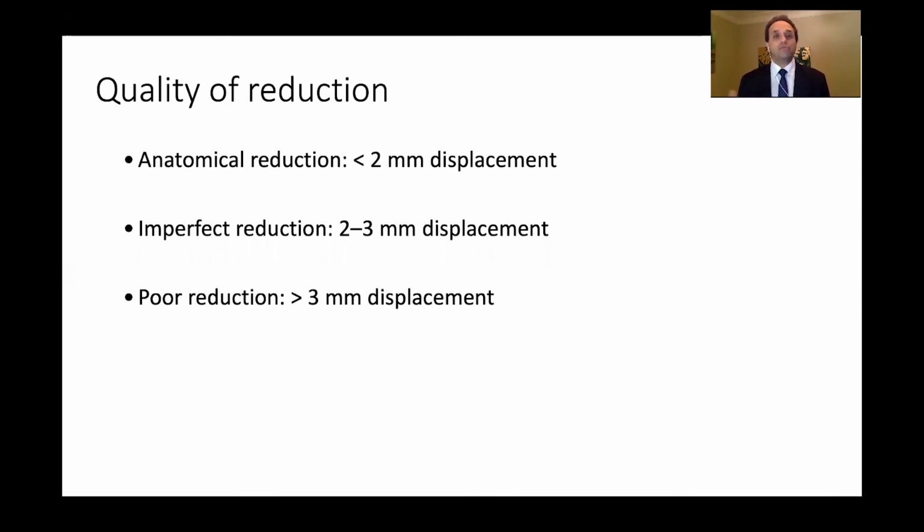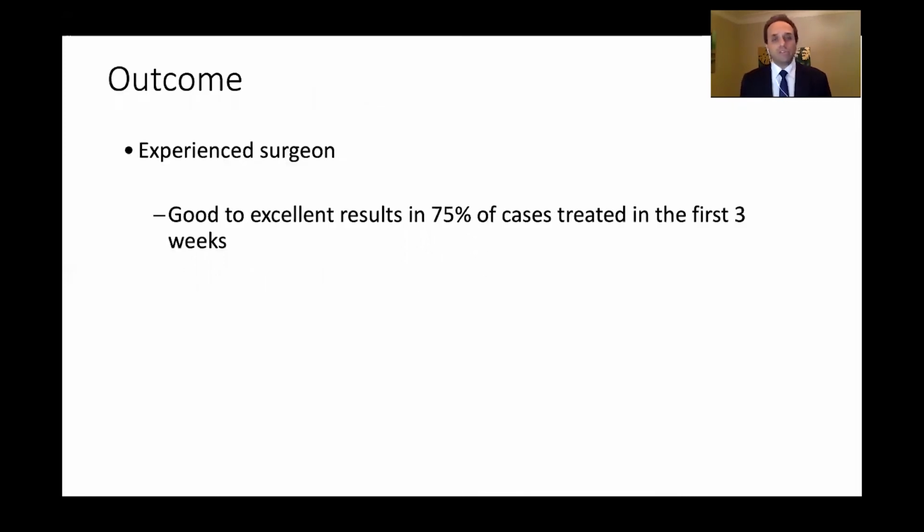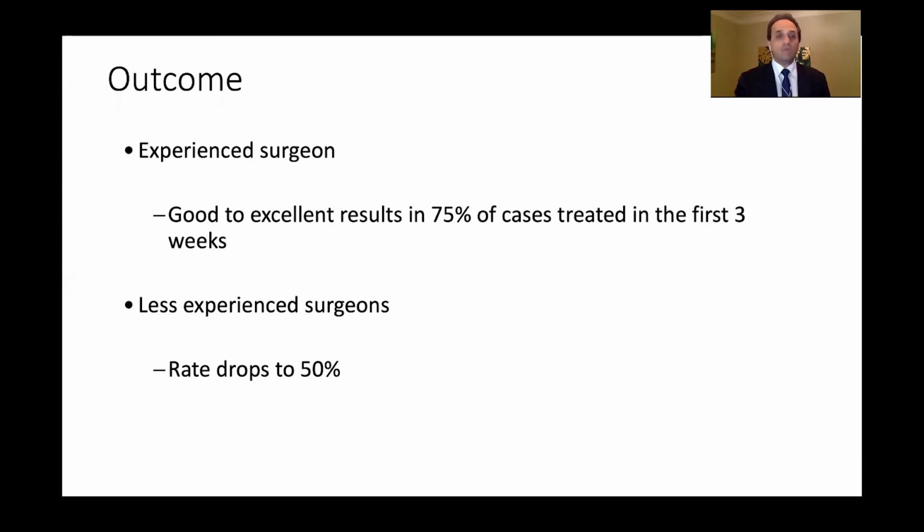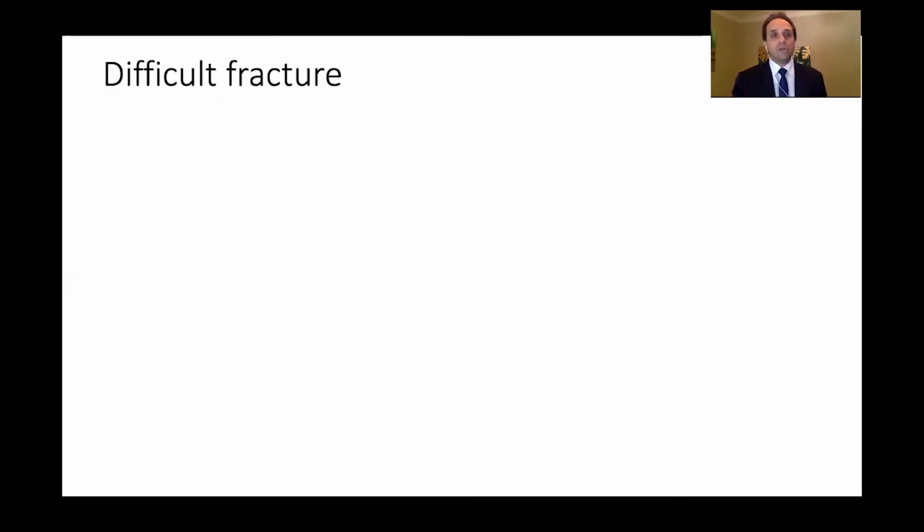Imperfect reduction is a 2 to 3 millimeter displacement, and a poor reduction is more than 3 millimeter displacement. But this quality of reduction or outcome relies on the experience of the surgeon. The publications found that you can achieve good to excellent results in 75% of the cases treated in the first 3 weeks with an experienced surgeon, while for a less experienced or junior surgeon, this rate drops to 50%.